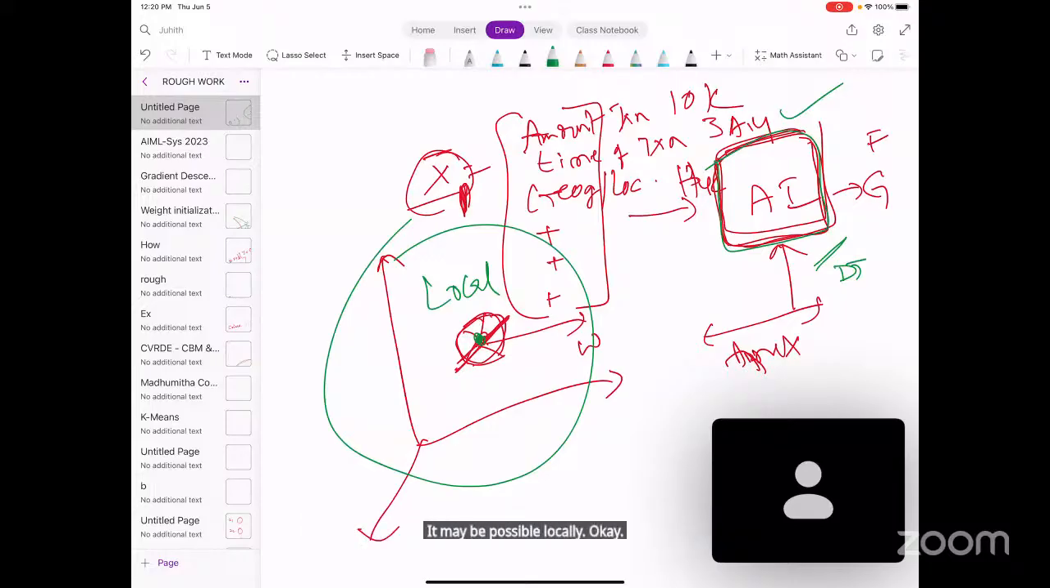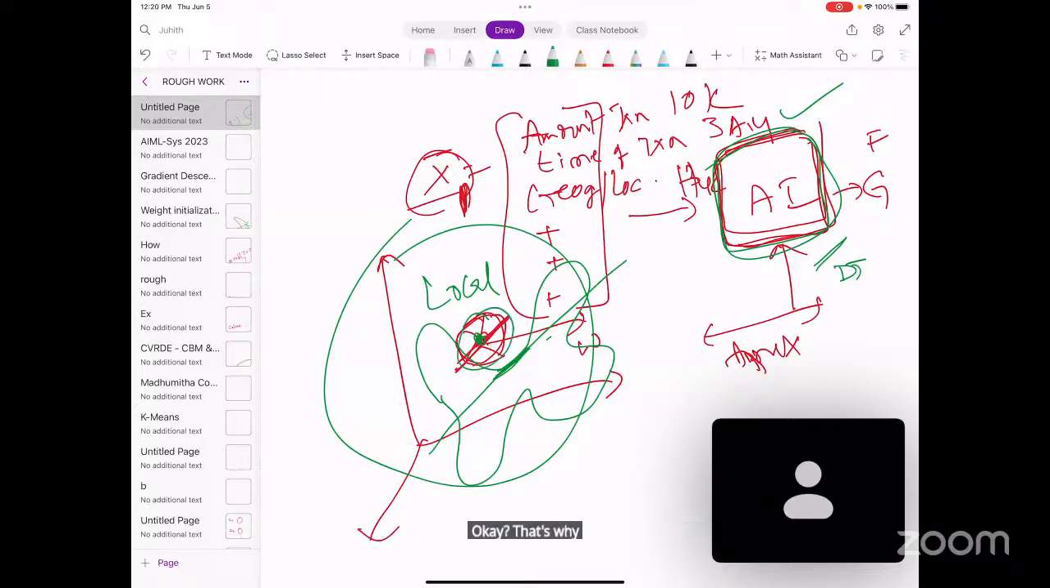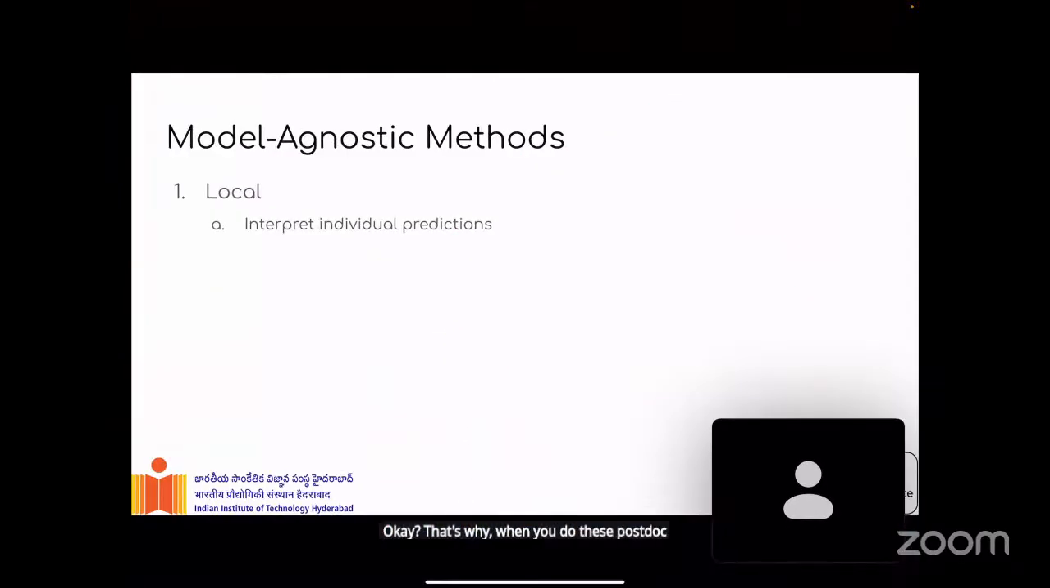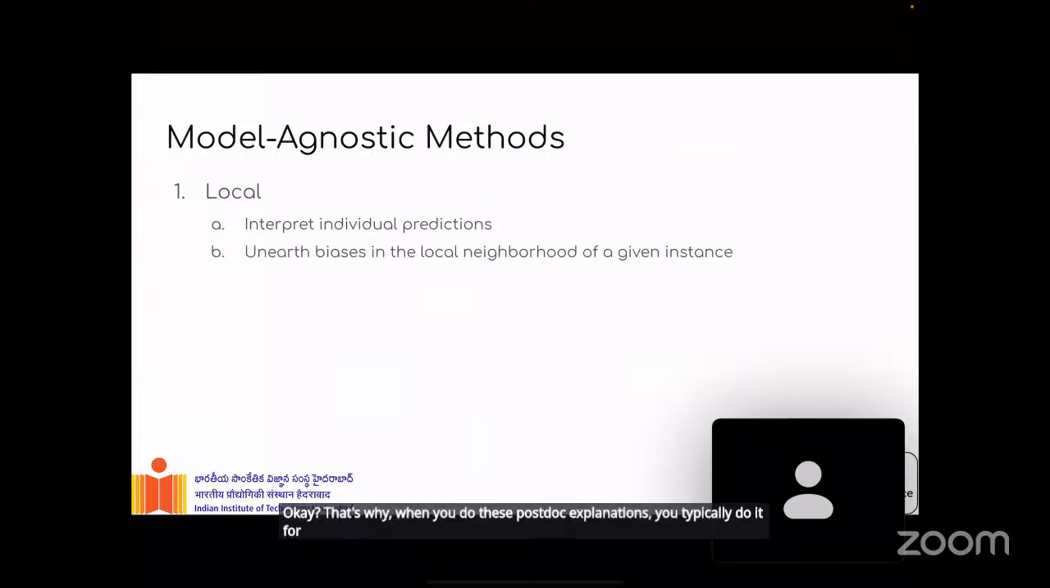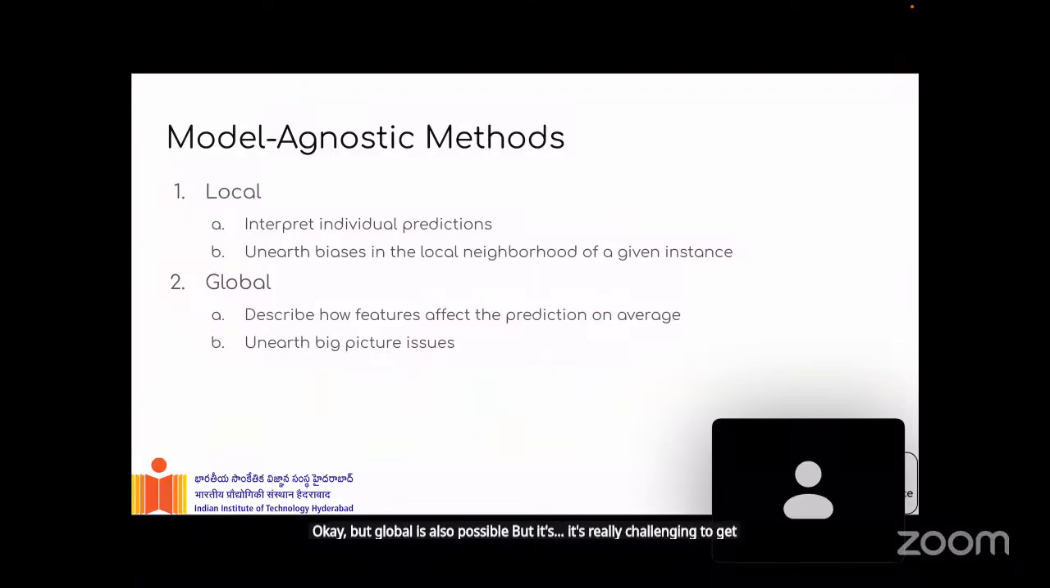Is this clear? Why I'm saying locally? Because this is a complex model. It will have a very non-linear classification boundary. So within the neighborhood of a point, yes, you can approximate with a line. But if you use this line everywhere, this is going to be erroneous. That's why when you do these post hoc explanations, you typically do it for local approximation, local explanations. Global is also possible, but it's really challenging to get an accurate approximation.